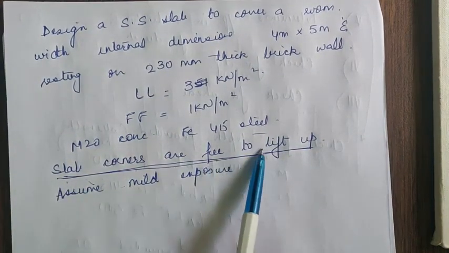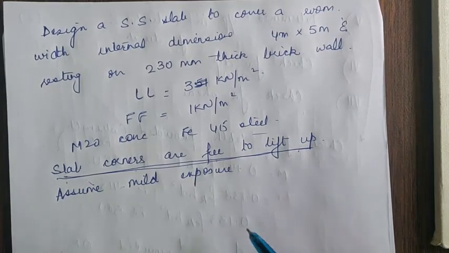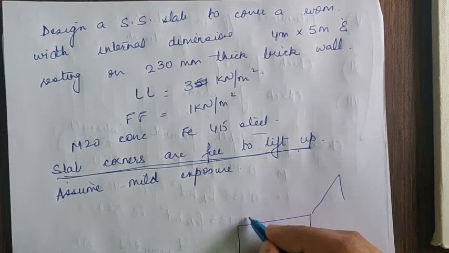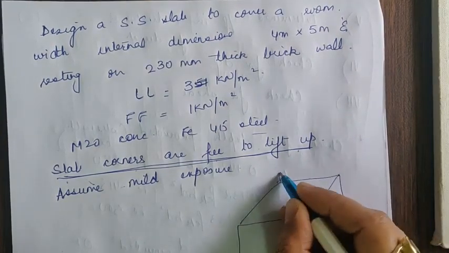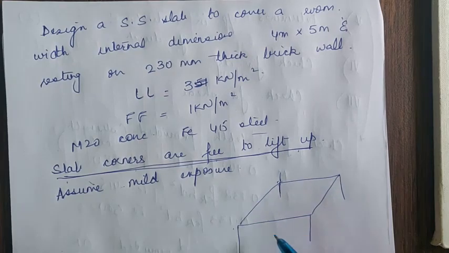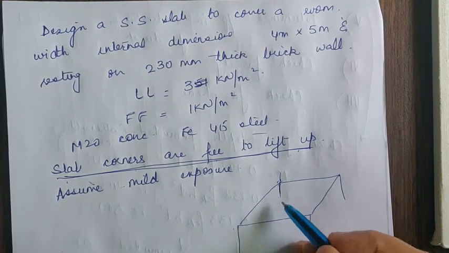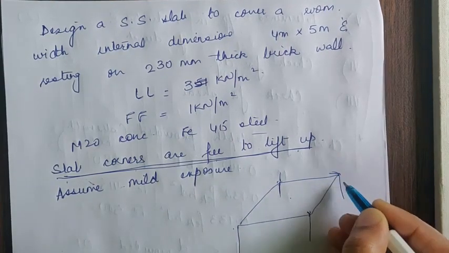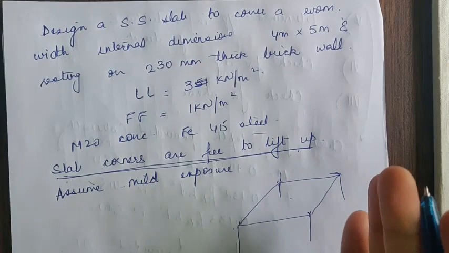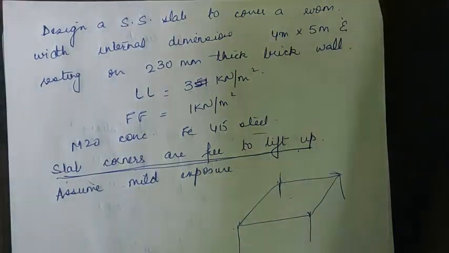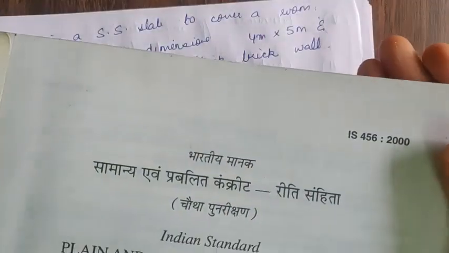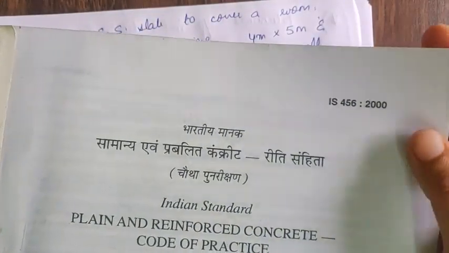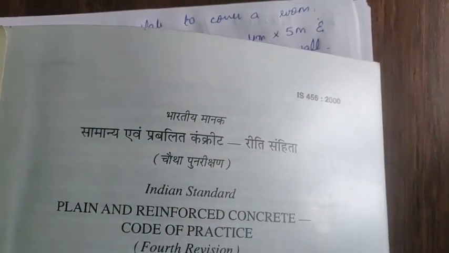Slab corners are free to lift up. What does it mean? Slab is simply on the walls on 4 sides. These are the walls on 4 sides, and once the slab is loaded, the corners at this particular position are free to lift up. So you can see that if this is my slab, when the load is applied, the corners will lift up.